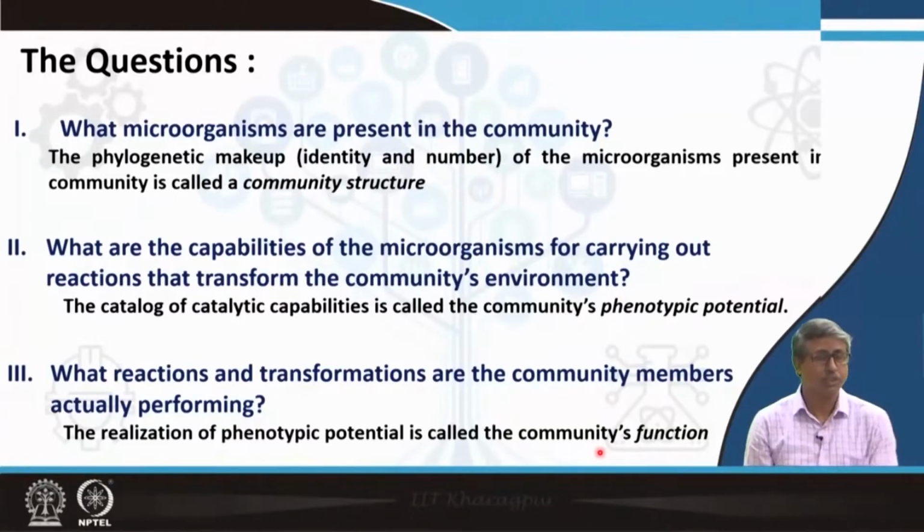It is different from the potential, because potential is what is highlighted in question number 2, which is tested in the laboratory. For example, one particular community might harbor genes for nitrogen fixation, and that will be listed within the catalog of catalytic capabilities: the nitrogen fixation gene, the NIF gene for nitrogenase, is there in the community. That will be reflected as the community's phenotypic potential. But unless we establish that the NIF gene is actually expressing and the nitrogenase enzyme is actually being produced, and that this enzyme is allowing gaseous nitrogen to be converted into ammoniacal nitrogen, we will not be able to assess the community's function. So, question number 3 is trying to answer the real function of the community members.